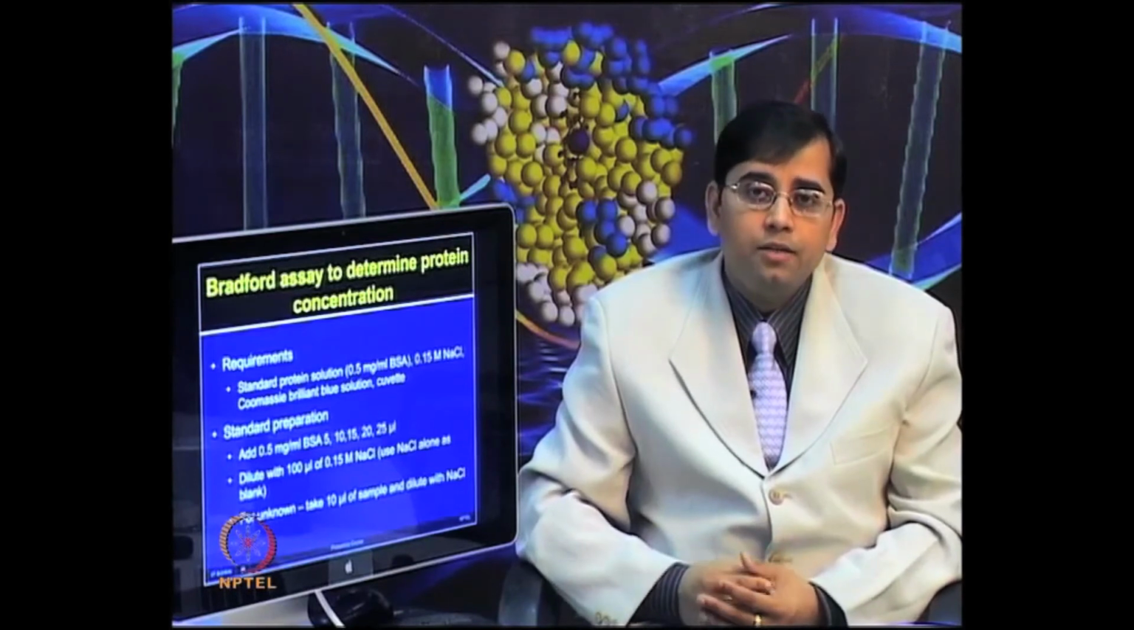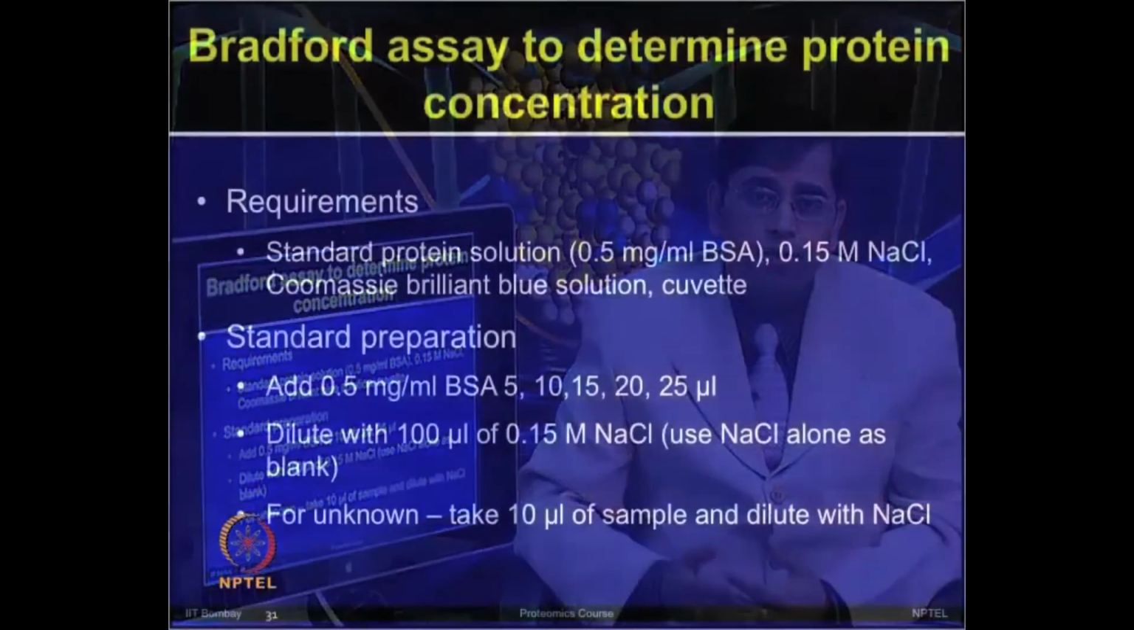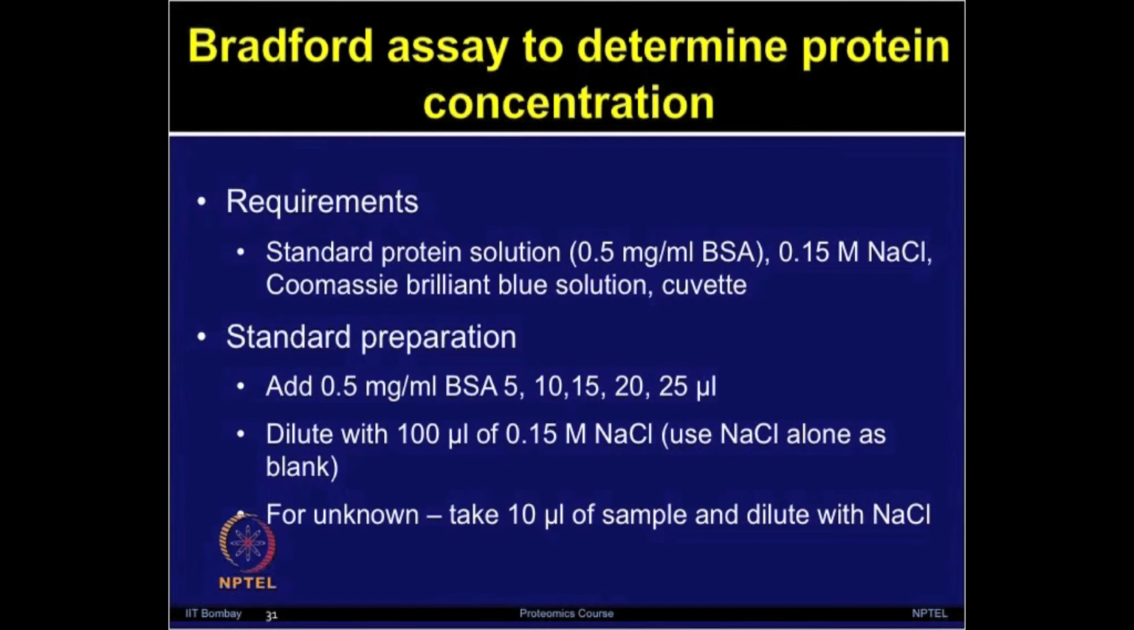If you want to perform this assay, what are the requirements? First of all, you need one standard. Let us say you can take BSA, you need some salt solution, Coomassie Brilliant Blue solution and cuvette. For the standard preparation, you can take BSA and add different concentrations of this: 5, 10, 15, 20, 25 microliters, or you can go even more for a standard preparation series.